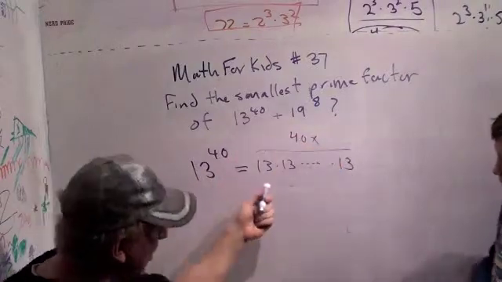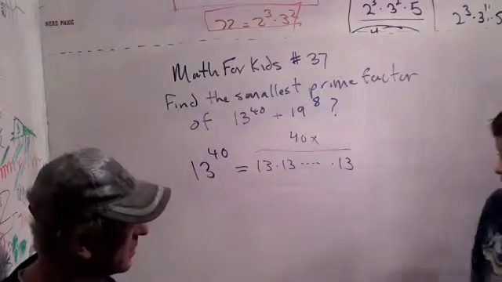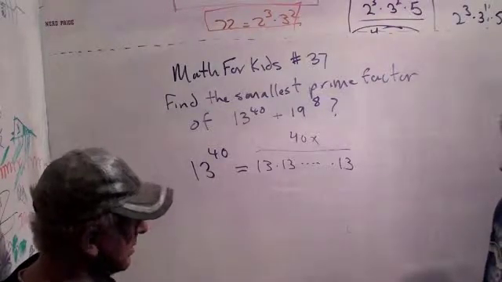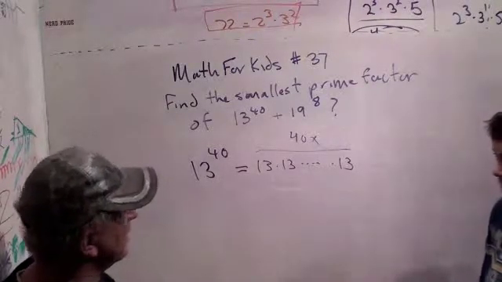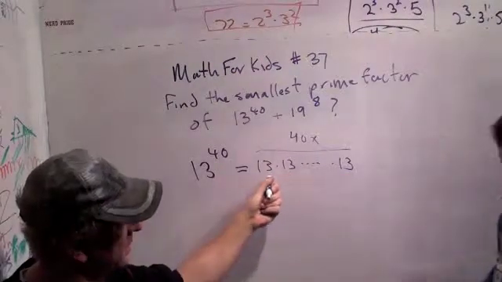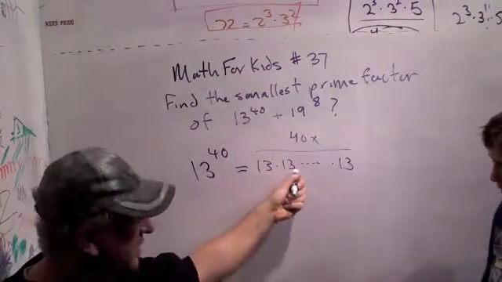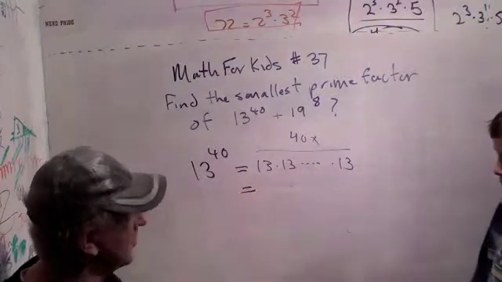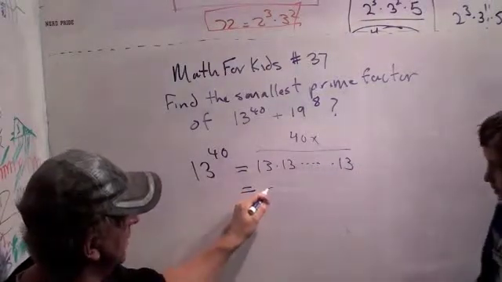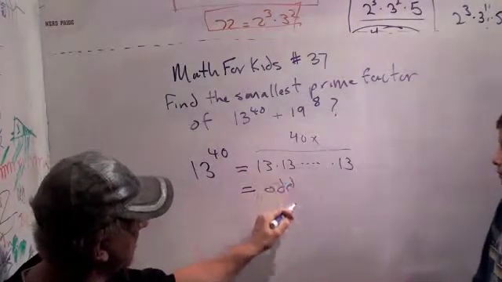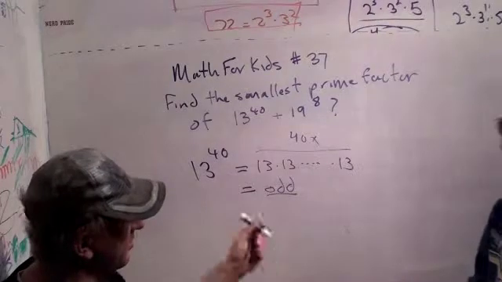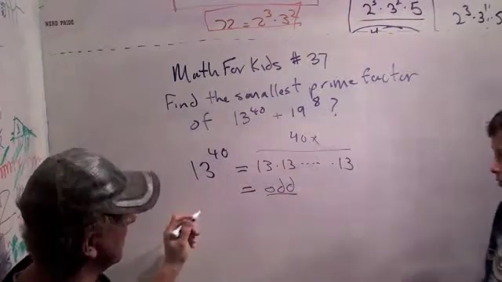Okay, and you multiply all those 13s together. What are you going to get? An odd number. Why is that? Because you have an odd times an odd times an odd times an odd. You have all these odd numbers multiplied together, so this is going to be an odd. Really, the only thing we can say about this is it's going to be odd. It would be pretty easy to figure out the last digit, but we're not going to get into that right now.